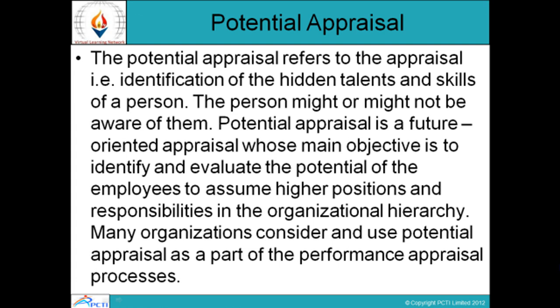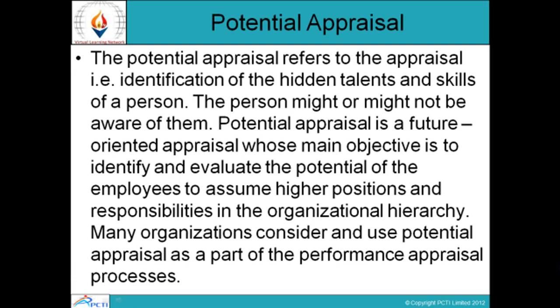Potential appraisal is always done when there is a chance of development, or a development for a higher position. It is mainly done in management or managerial areas. The main objective of potential appraisal is to judge the potential, whereas performance appraisal is more towards analyzing the overall performance of the employees.